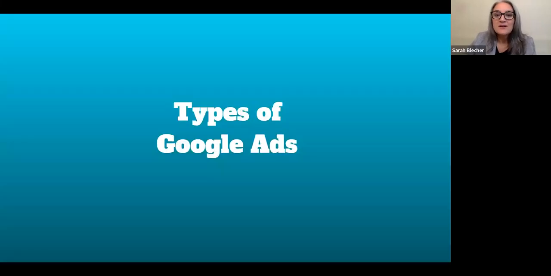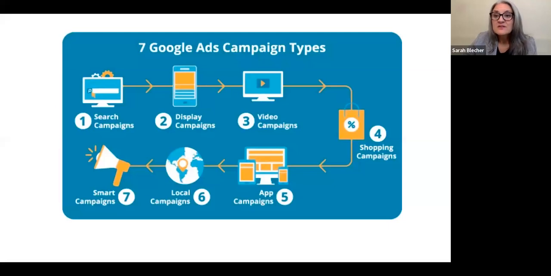So let's first talk about the types of Google Ads. Originally, Google Ads were just the number one here: search campaigns. Someone would go to google.com, they would type in a search term, and the top 2 or 3 results would be a paid placement. That is no longer the case. Google is slowly taking over the world.